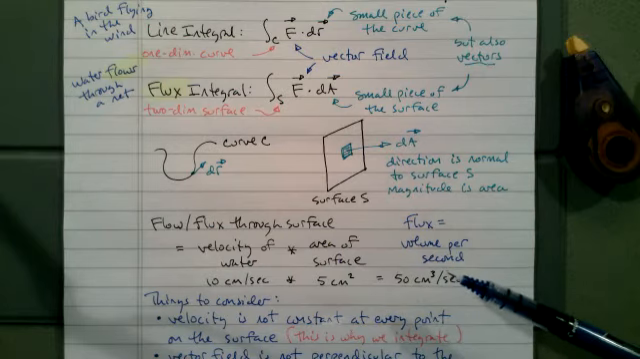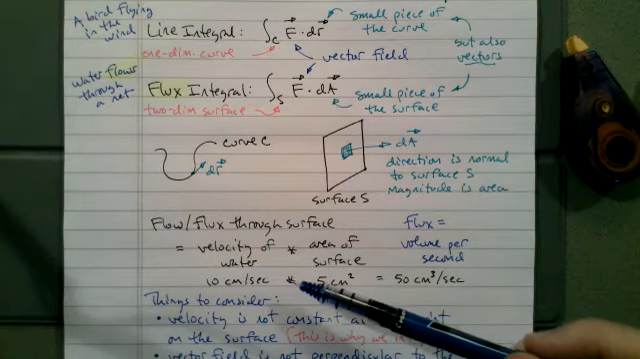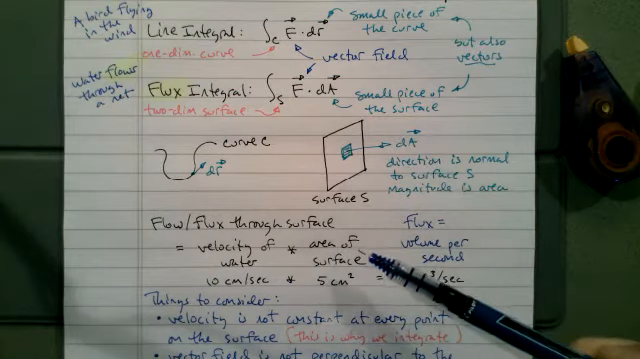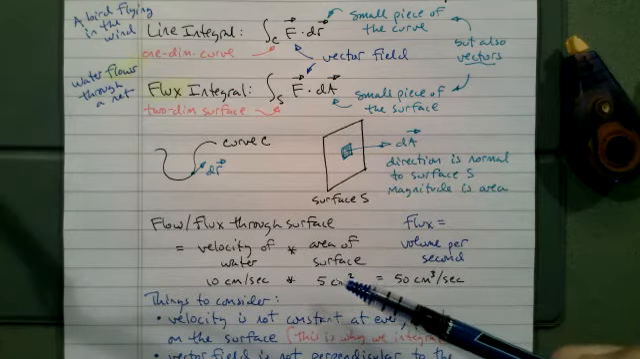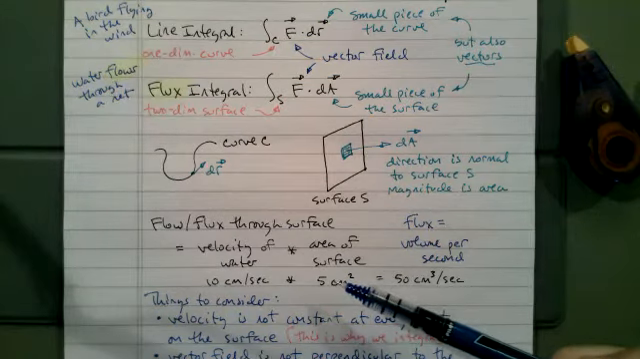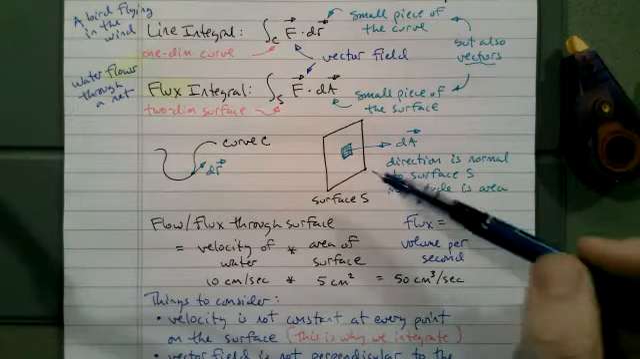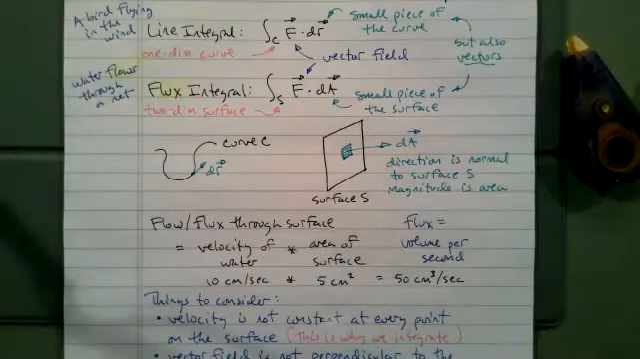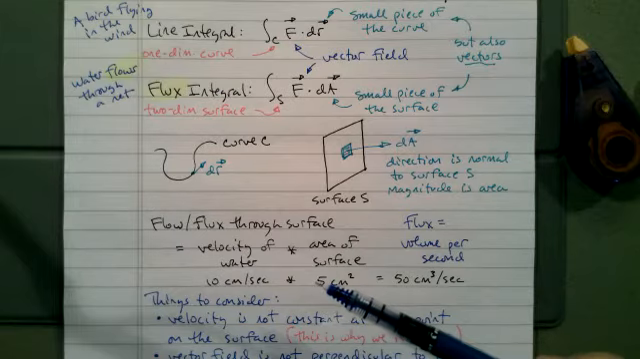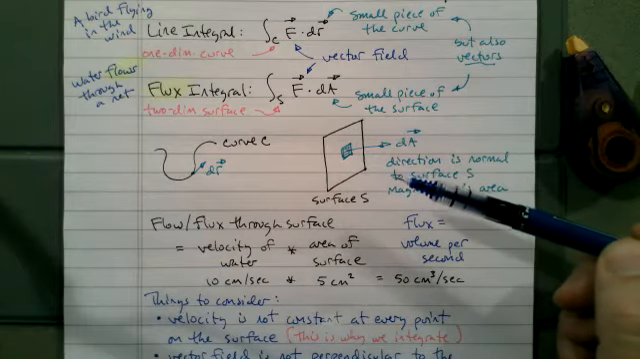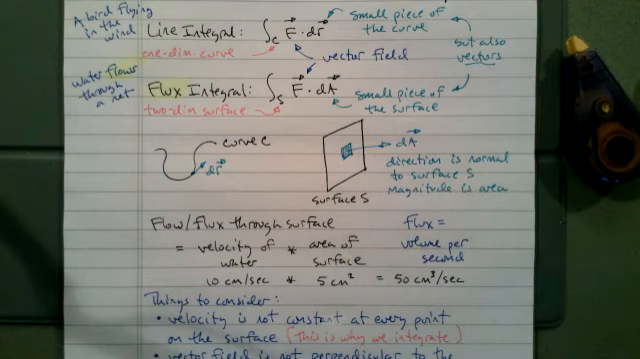If everything is nice and constant, like the velocity of the water is 10 centimeters per second at every point as it hits the surface, and the area of the surface is 5 centimeters, then everything is constant, we get to multiply. 10 times 5 is 50 cubic centimeters per second flowing through the surface. The thing that I didn't mention here is that the water is going at 10 centimeters per second perpendicular to the surface. So those are the two variable things to consider.